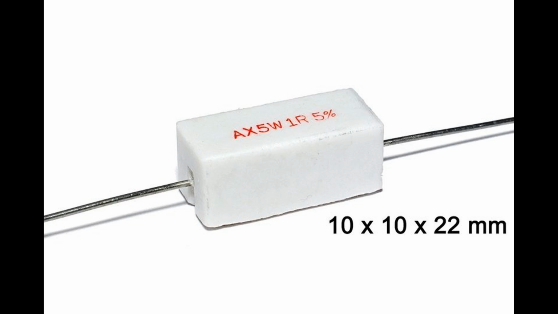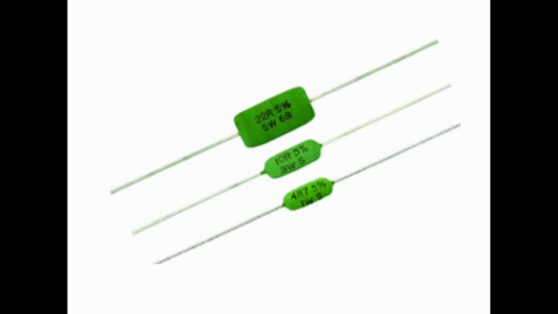Resistor color coding. Color bands on resistors are used to indicate their resistance value and tolerance. The color code consists of several bands, each representing a different digit or multiplier. For example, a resistor with color bands of brown, black, and red represents a resistance value of 10,000 ohms or 10 kiloohms with a tolerance of 2%.